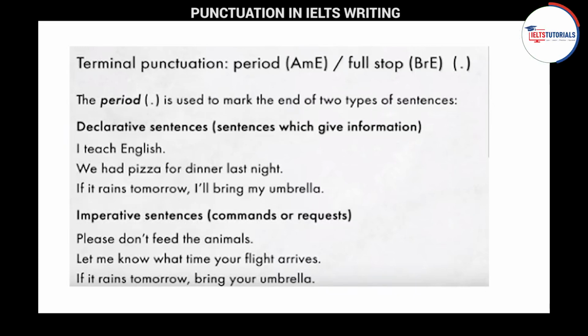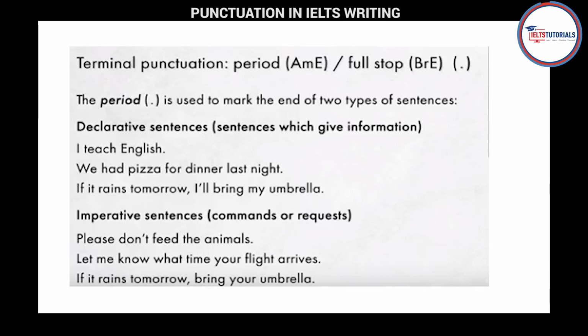Now let's see, the next part is terminal punctuation. What is terminal punctuation? Terminal is nothing but the ending of the sentence. Terminal punctuation is basically of two kinds. Terminal is ending. The period is used to mark two types of endings. The first is declarative sentences, and the second one is imperative sentences.